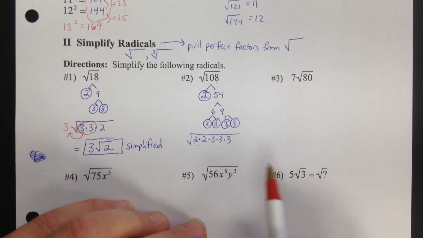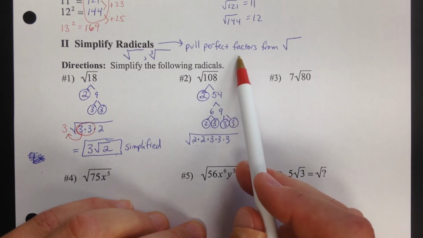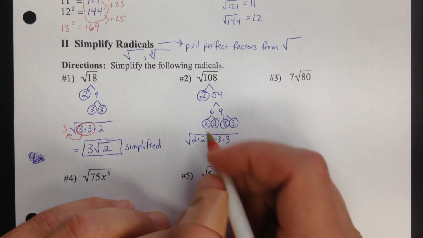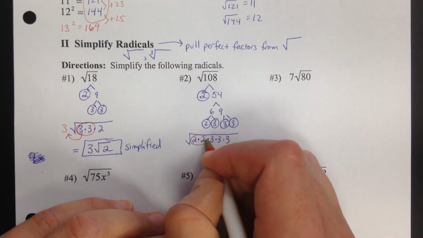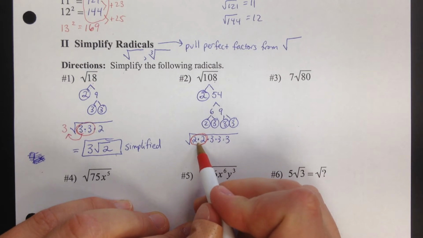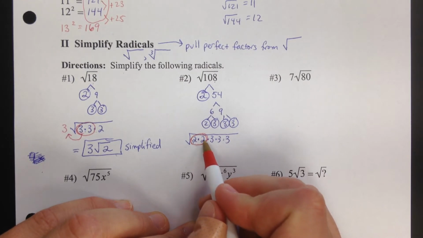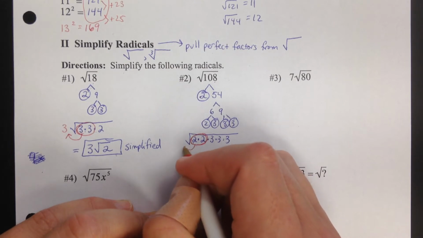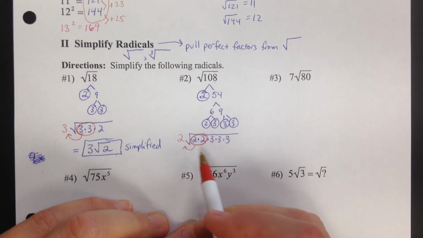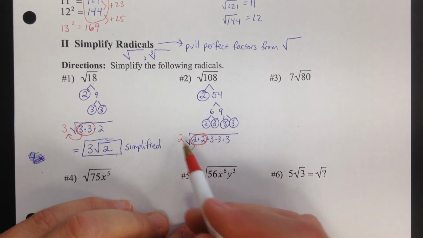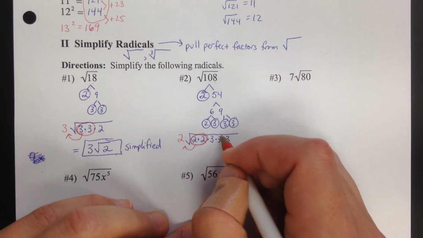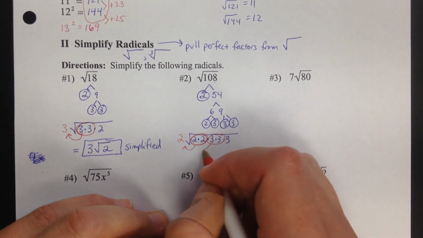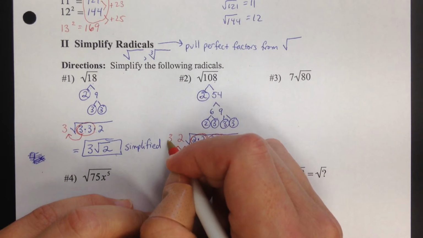Now what I'm looking for are perfect square factors. Anytime I have a number and itself, that's a perfect square. 2 times 2 is 4. So what I'll do is take the square root of 4 and I get 2. And the 2 is on the outside because I've simplified it. 3 times 3 is 9. The square root of 9 is 3.